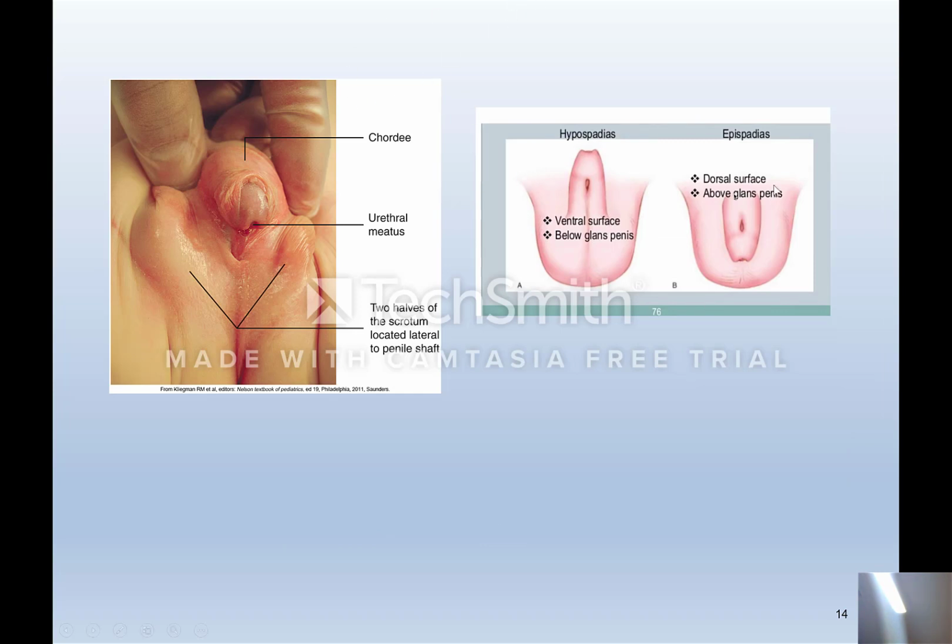We just saw that an epispadias would be up here. This is the urinary meatus. These are the two halves of the scrotum located right in the middle of the penile shaft. And this is the chordae of the penis.